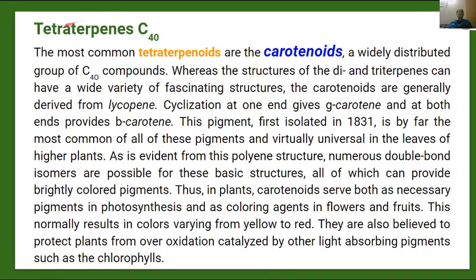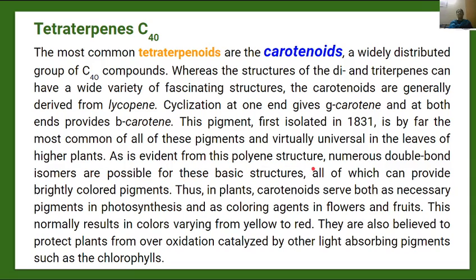The last class of compounds is tetraterpenes, which are C40 molecules. The most common tetraterpenoids are the carotenoids, a widely distributed group of C40 compounds, whereas the di- and triterpenes can have a wide variety of fascinating structures. The carotenoids are generally derived from lycopene, a pigment found in tomatoes. Cyclization at one end gives gamma-carotene and at both ends provides beta-carotene. This pigment, first isolated in 1831, is by far the most common of these pigments and virtually universal in the leaves of higher plants.